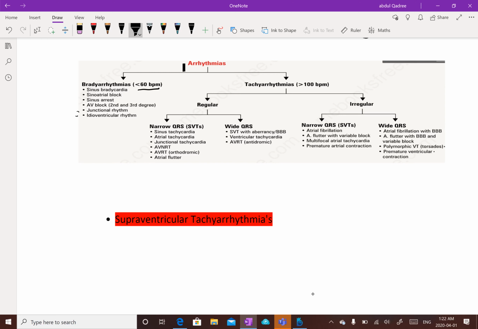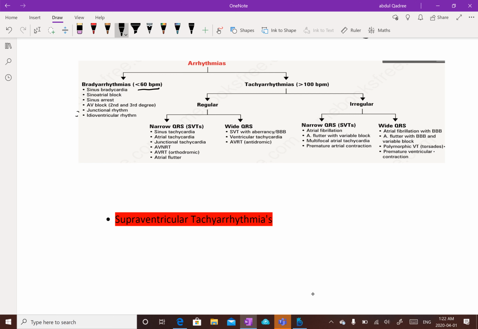Arrhythmia is usually an abnormal electrical activity of the heart, and it can be bradyarrhythmia, which means a lower heart rate, less than 60, or tachyarrhythmia, a heart rate greater than 100. The bradyarrhythmias are much simpler. It's basically a decrease in the heart rate. It can happen due to dysfunction in the sinus, so it could be a sinus bradycardia, sinoatrial block, sinus arrest, or AV blocks like nodal blocks or junctional rhythm blocks. All these are part of bradyarrhythmias.